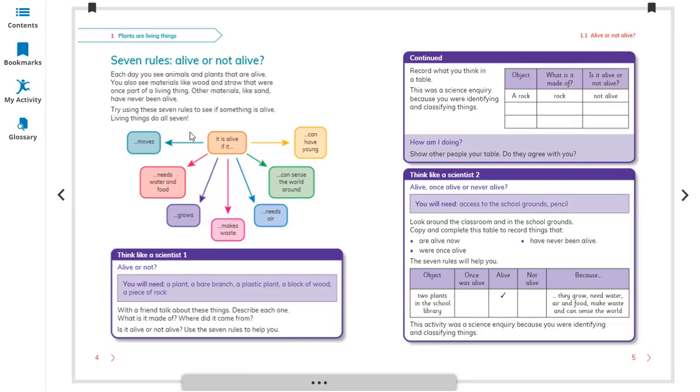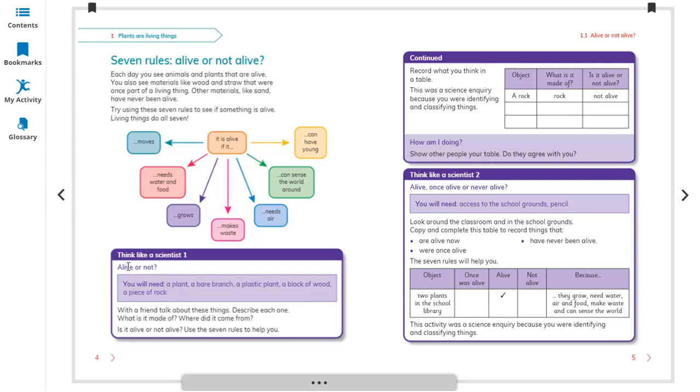If we are writing here: cannot move, does not need water and food, does not grow, does not make any waste product, does not need air, and does not have any senses. We are talking about non-living, not alive.